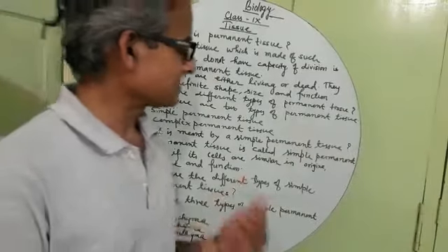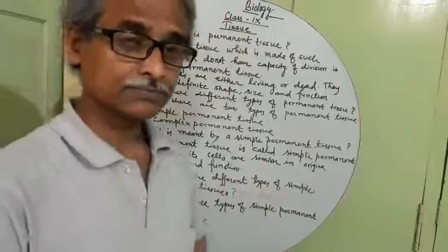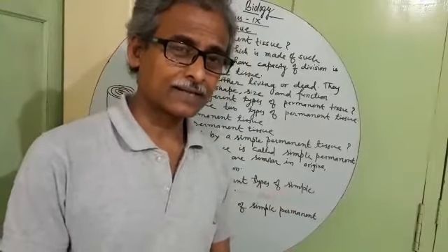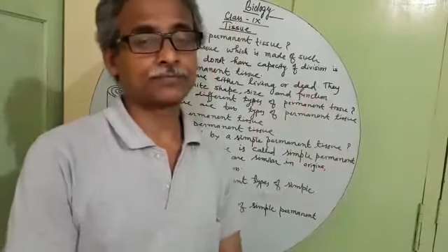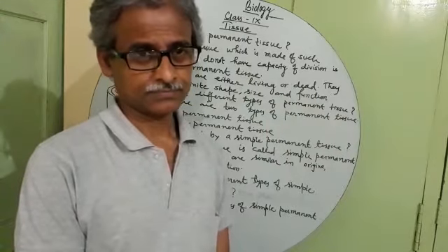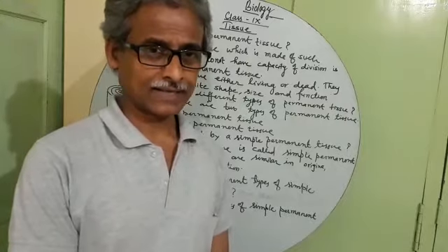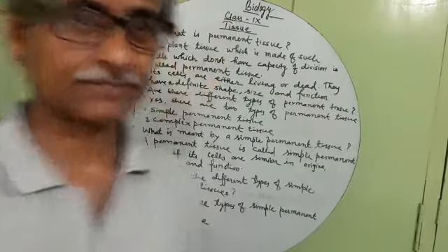What are the different types of simple permanent tissue? There are three types of simple permanent tissue: parenchyma, collenchyma and sclerenchyma.